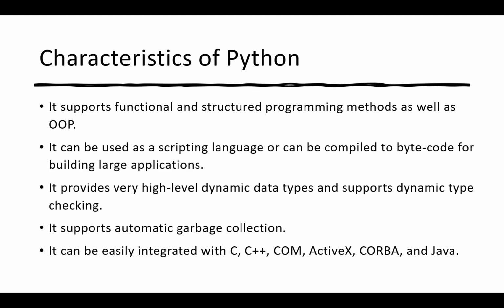Also, Python code can be integrated with C, C++, C Sharp, Java, or most of the programming languages. For example, you may write an image processing program using C Sharp, and halfway, in order to achieve some task, you may write Python code. Therefore, it can be easily integrated with other programming languages.